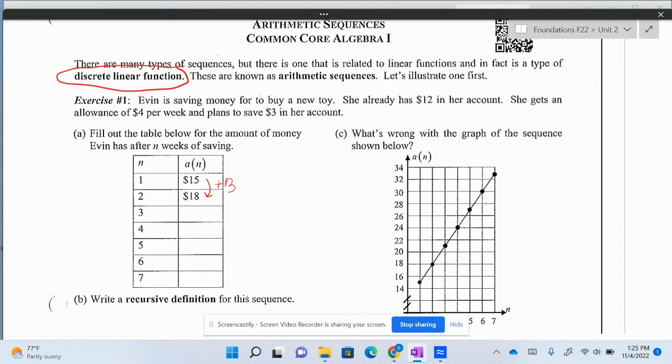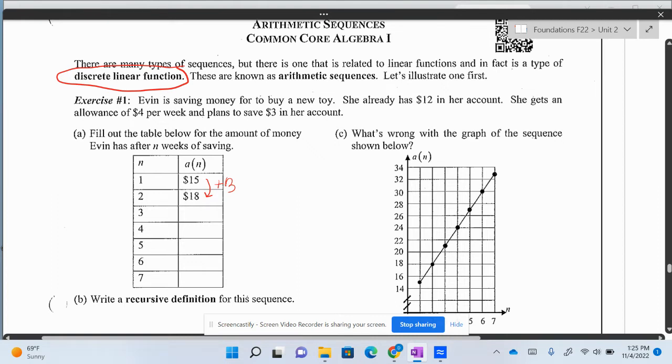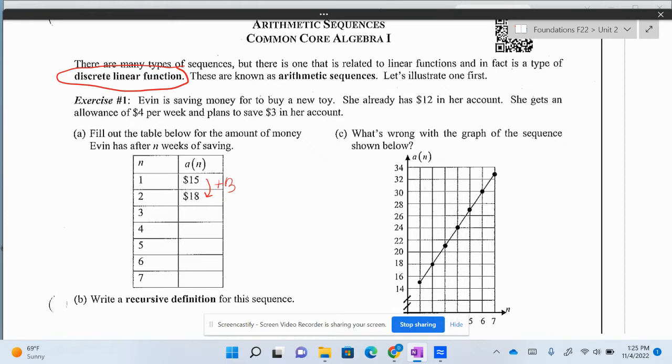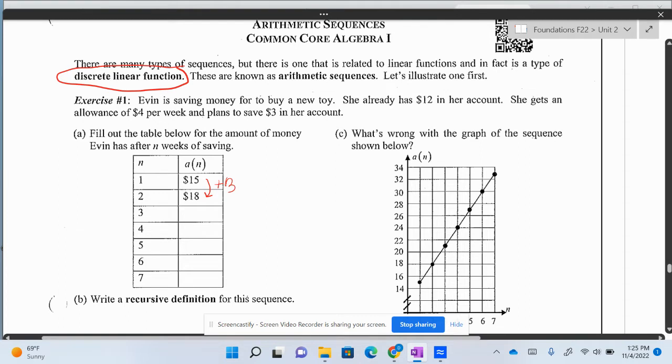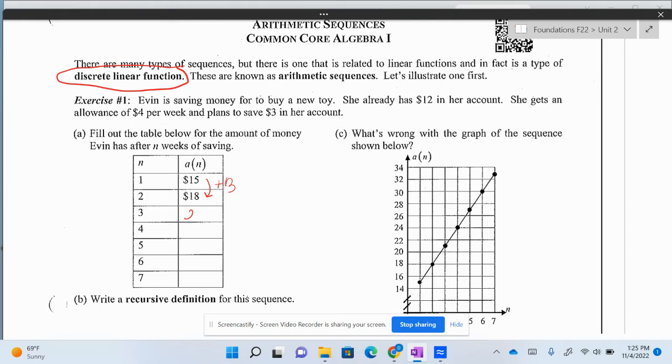These are my fabulous notes. Okay. So what are the numbers in the table? Go ahead. 15, 18, 21, 24, 27, 30, and 33.